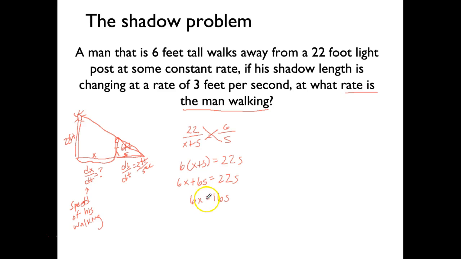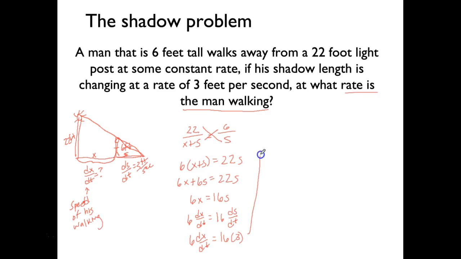Okay, so now I can do step 4, I can take the derivative. And the derivative would be 6 dx over dt. That's the rate at which he's walking, which is what we're solving for. And 16, the rate at which the shadow is changing, which we know is 3. Okay, so let's just plug in our stuff and solve. So we got 6 dx over dt equals 16 times the change in the shadow, which is 3.